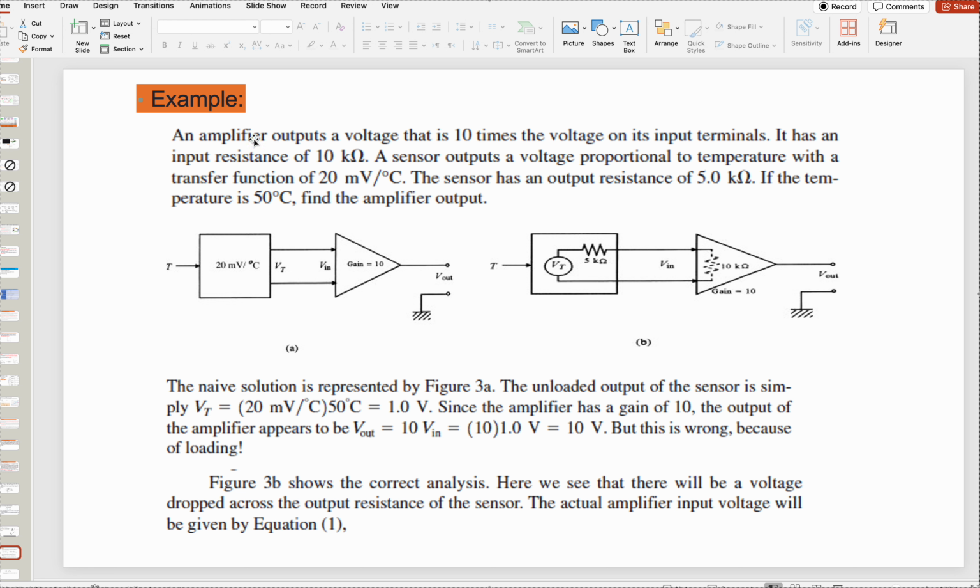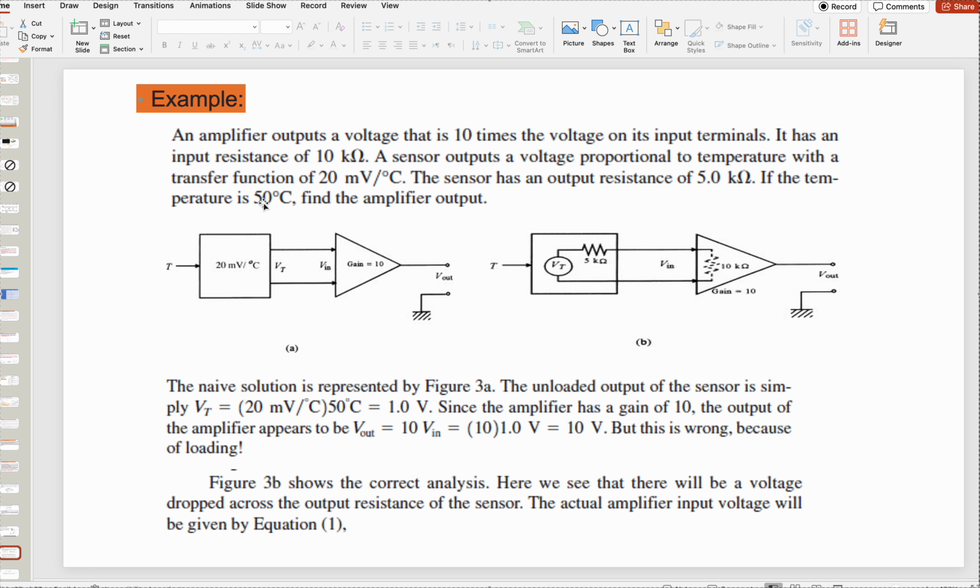If you can remember, the amplifier outputs a voltage that is 10 times the voltage on its input terminals. It has an input resistance of 10 kilo ohms, and the sensor outputs a voltage proportional to temperature with a transfer function of 20. So the input is degrees centigrade and the output is millivolts. If I have 10 degrees, the output voltage will be 200 millivolts. The sensor has an output resistance of 5 kilo ohms.